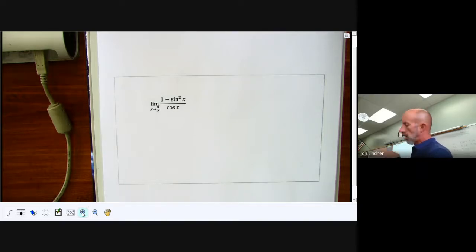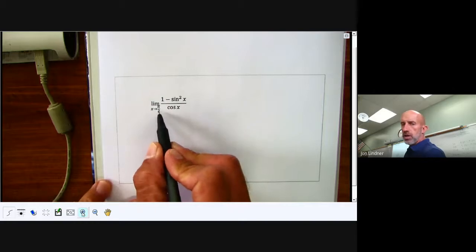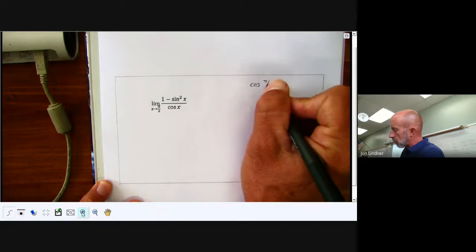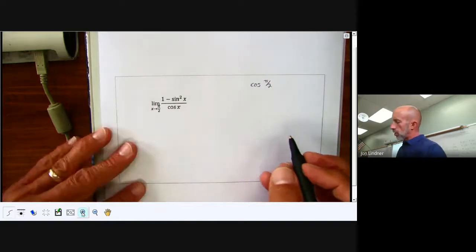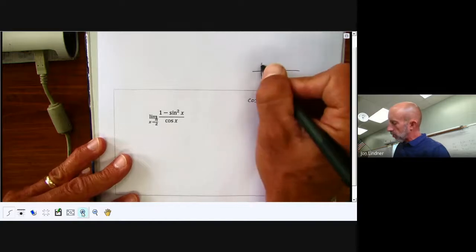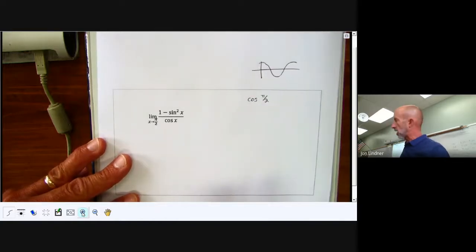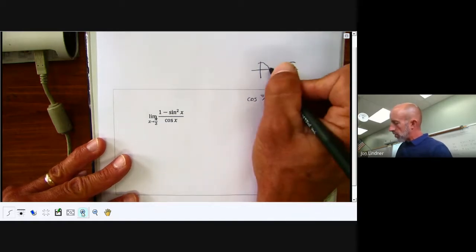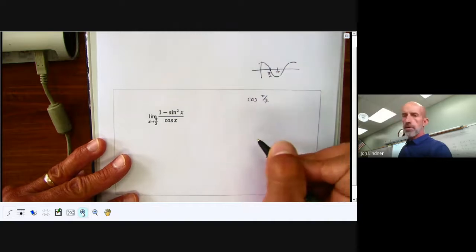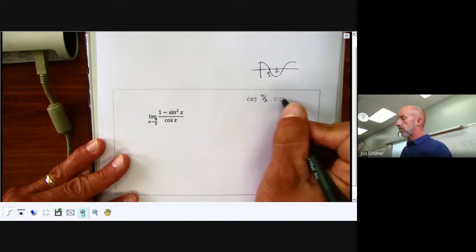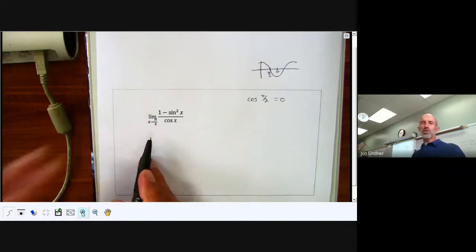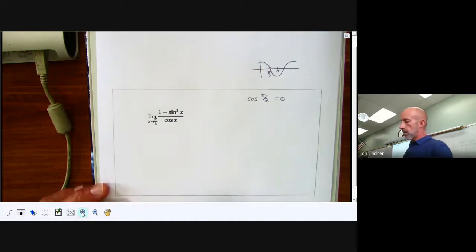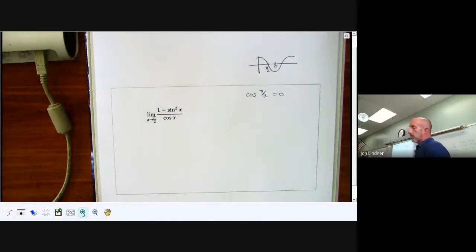Because if I try to substitute right here, what is the cosine of pi halves? Well, what I've told you to do is to come back and remember what the graph of cosine looks like. Here's pi. Here's pi halves. The cosine of pi halves is 0. So right away, if I try to substitute here, I get a 0 in the denominator, which is a problem. So that means we need to factor or manipulate.